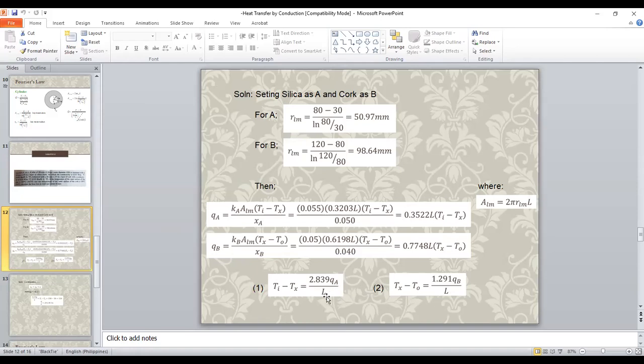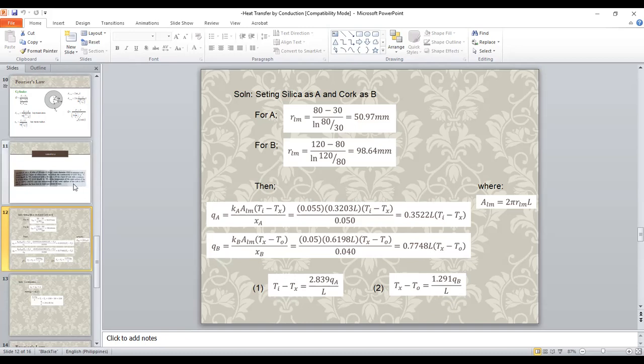2.839 Q sub A over L gives you the difference of these two temperatures. Your Q sub B divided by 0.7748 L will be this 1.291 Q sub B over L, which gives you T sub X minus T sub O. Now, why have these two equations in the first place?